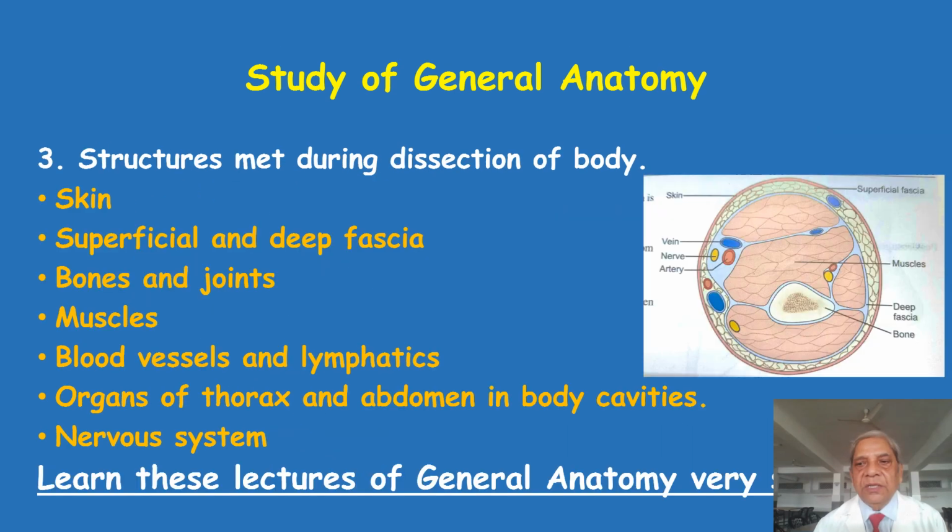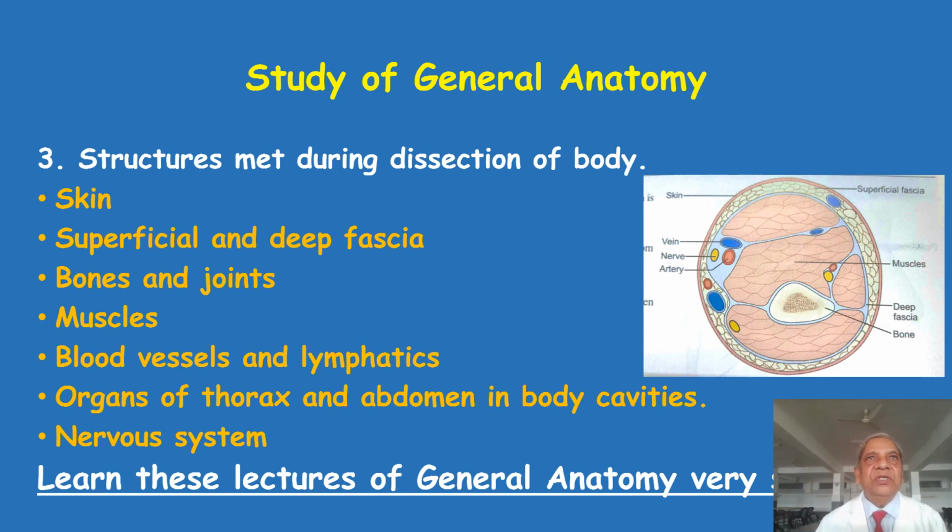In another category of lectures in general anatomy, you will be taught about the structures which are met during dissection. For example, when you start dissecting a dead body or cadaver in the dissection hall, you will first give your incision, or cut the skin of the dead body. So there will be a lecture which deals with the skin: what the types of skin in our body are, what its microscopic structure is, and what the functions of the skin are in general.